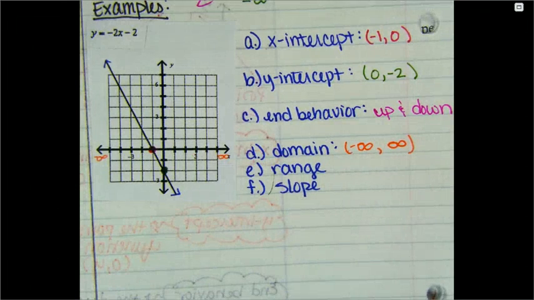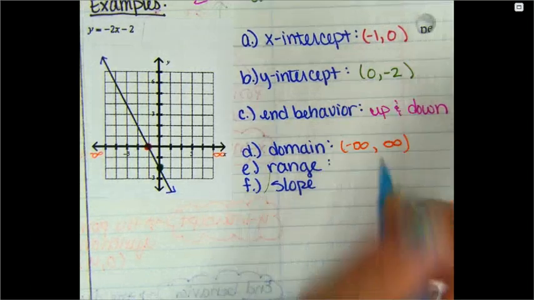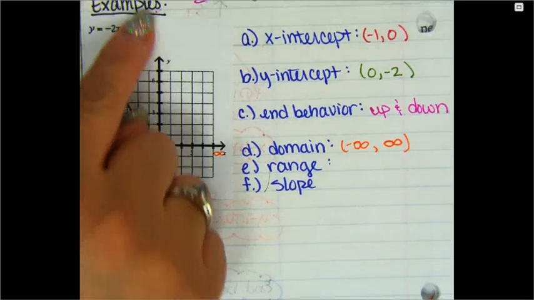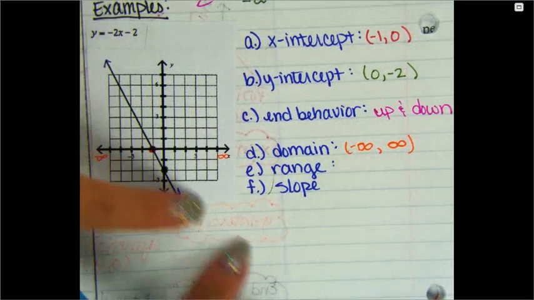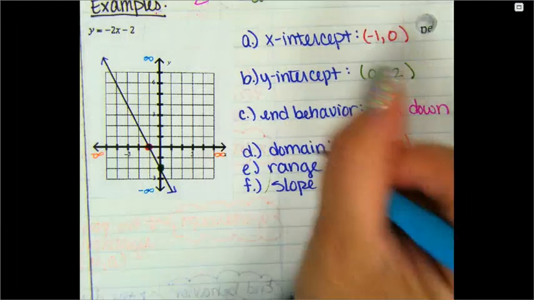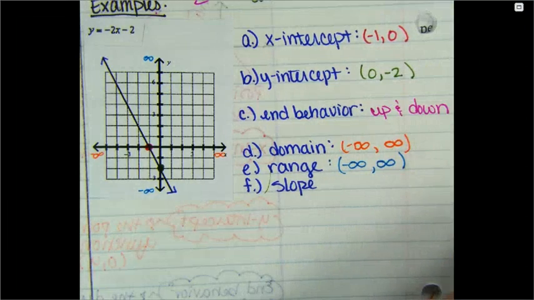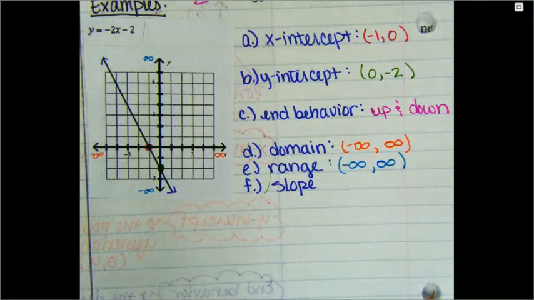It's up to you. Do you think it's always going to be that? Yeah, it is. Even in IM2, domain's always -infinity, positive infinity. It's your range that's different. Okay, range. Y values. As it's going this way, what's happening? Is it going both ways? Yep, so it's going from -infinity to what? Positive infinity. Is my range always going to be that for a line? Yeah, for a line it is.